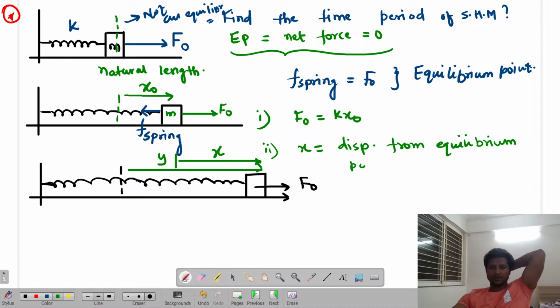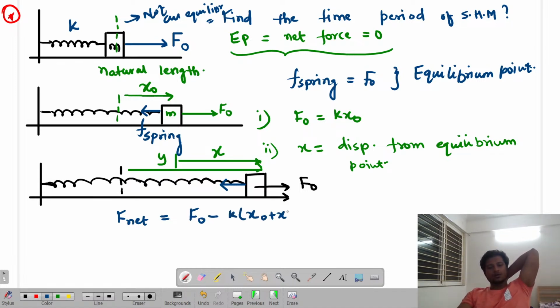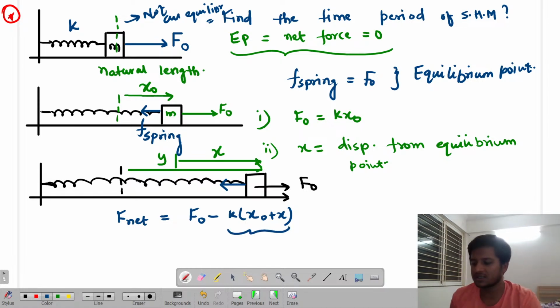Equilibrium point. Are you able to get me or not? Now here also the spring force is acting, but the spring force is much greater in which direction? Backward direction. So then once again, what will be the F net equation? F net will be equal to F naught minus K (x naught plus x), because this is the spring force which is present from the natural length.